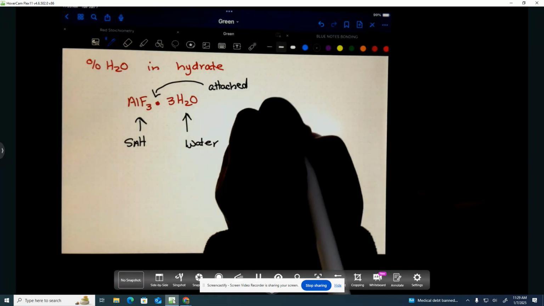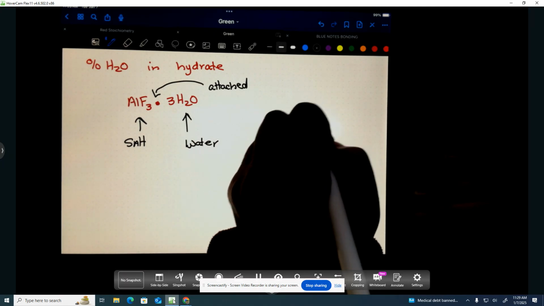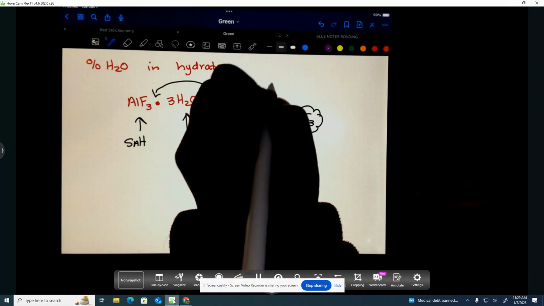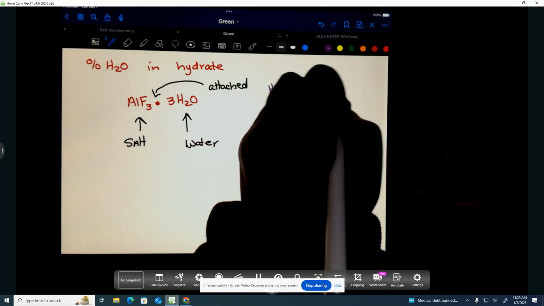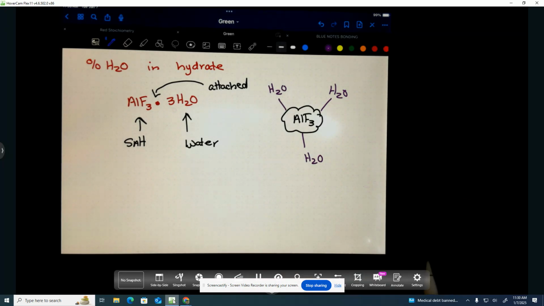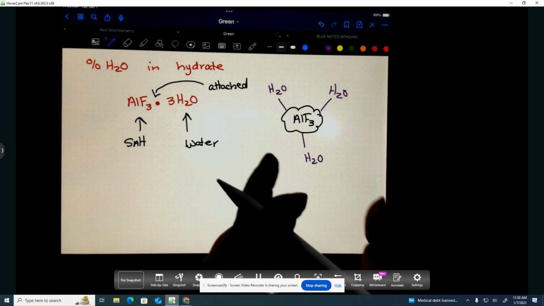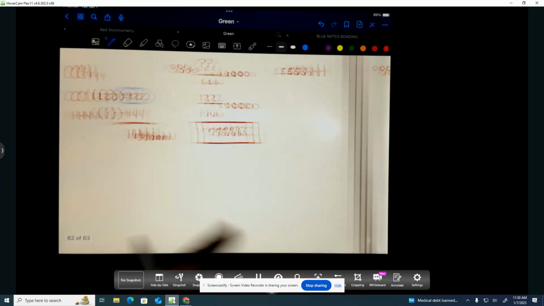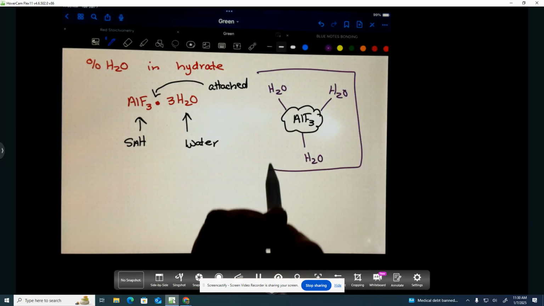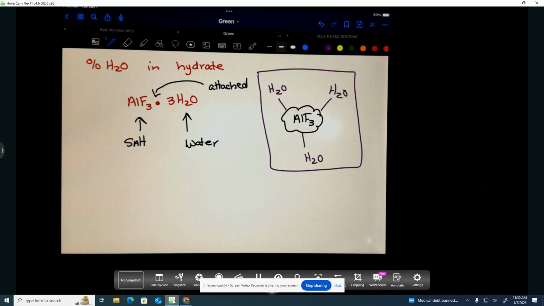So what I did yesterday is I drew it out and I said, all right, here's your salt, and you've got 3 water molecules attached to it. And if I want the percent of water in that, I would have to do exactly what I did here. But the whole thing is this, and the water is just those 3 water molecules. So let's find the percent of water in that.